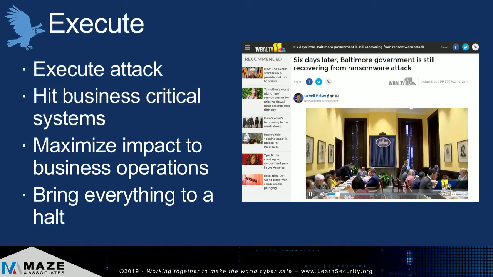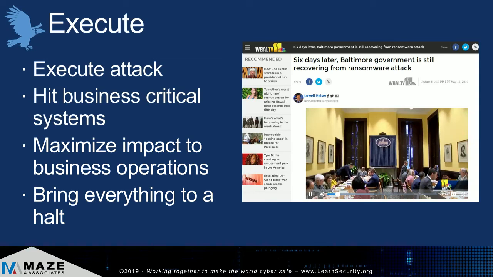Then they'll execute the attack. And they want to hit business-critical systems to bring the business or your organization to a halt. They want to maximize the impact on business operations. Again, all of this is done to encourage you to pay. And they want to bring everything to a halt. Baltimore is a good example where they came to a screeching halt.